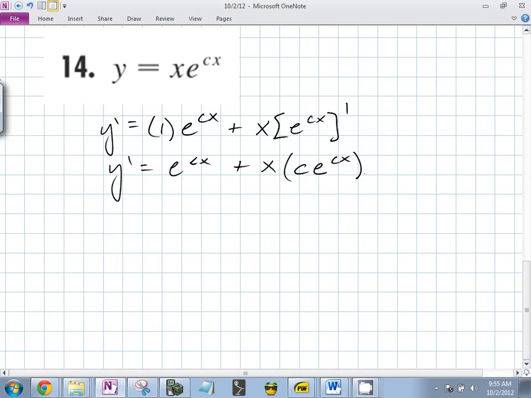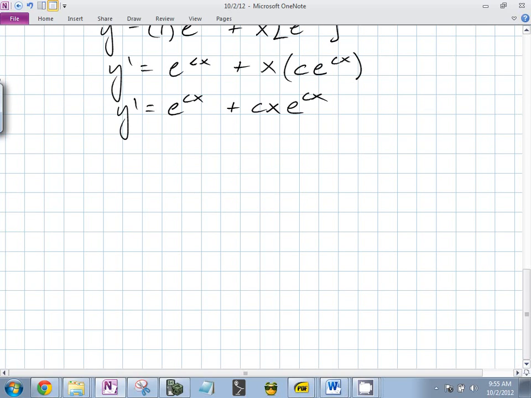What's the derivative of x? It's 1, right? You use the chain rule every single time, but most of the time it's going to be 1. It doesn't do anything. You never write it in. So we now have y prime is equal to e to the cx plus cx e to the cx. Nice. We now need to do the second derivative.